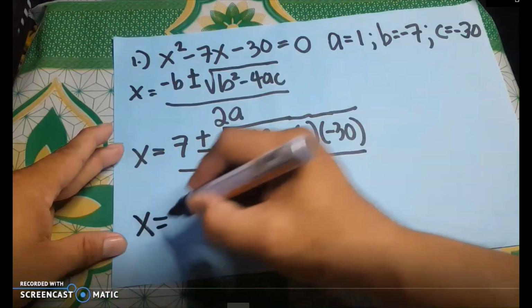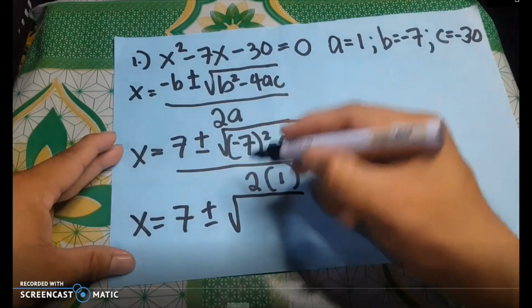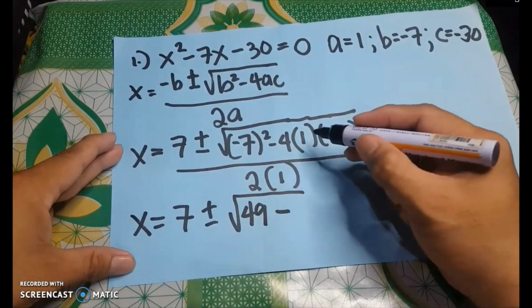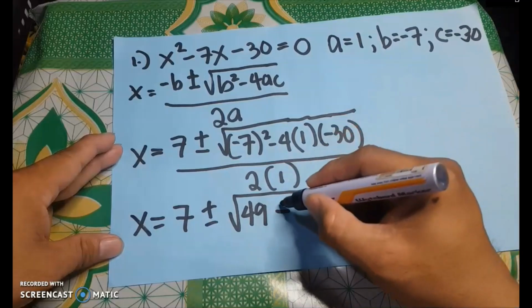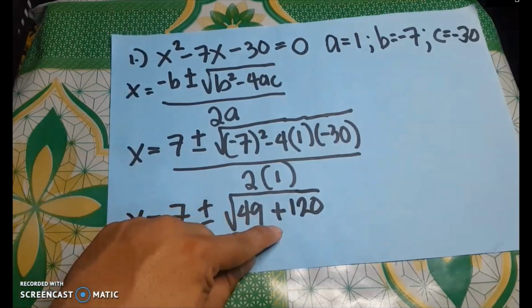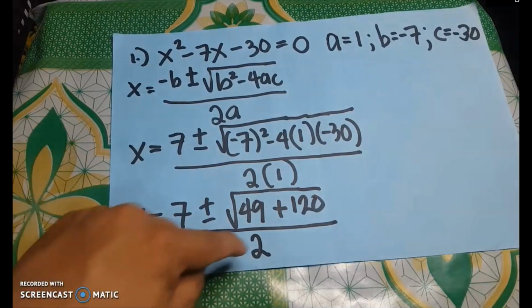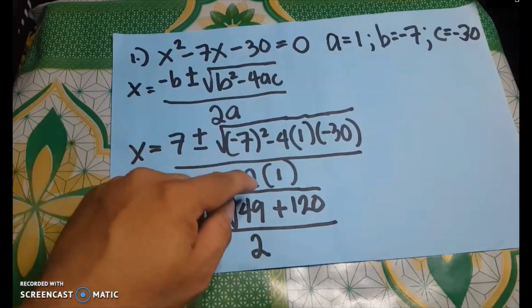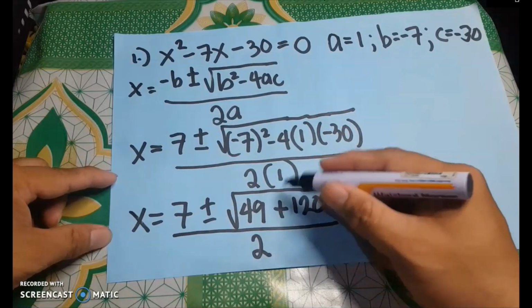So we do have here x is equal to 7 plus or minus the square root of negative 7 squared, that would be negative 7 times negative 7, which is equal to 49. Then minus or negative 4 times 1, that would be negative 4, and negative 4 times negative 30, that would be positive 120, kaya that's why it's addition here. Then all over 2 times 1, which is 2. So do not forget that it still has 2a in the denominator. So the usual is nakakalimutan yung denominator na meron pa pala dong 2a. So you still have to simplify it. That's 2 times 1, that would be 2.